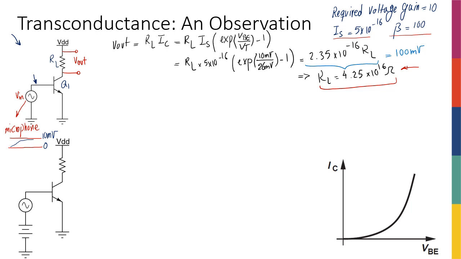I'm going to repeat this experiment, but this time I'm going to make a small change in my circuit and see a very interesting thing that happens. So this time I'm going to have the same RL. I'm going to define my Vout the same way, so positive, negative Vout. Okay, and the same Vin, the same microphone, except this time I'm going to add a battery here.